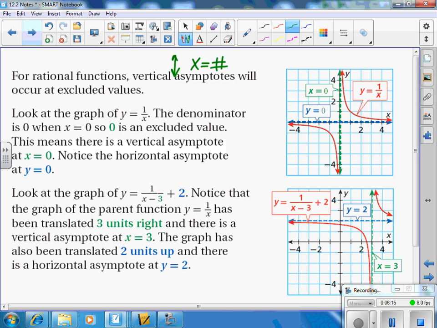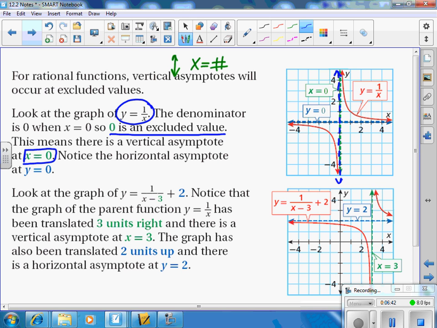So if we have the most basic function, y equals 1 over x, the denominator can't be 0. We can't have x equals 0, so 0 is an excluded value. That means that this line right here, x equals 0, the vertical line here, is one of our asymptotes. Our graph will never cross that.